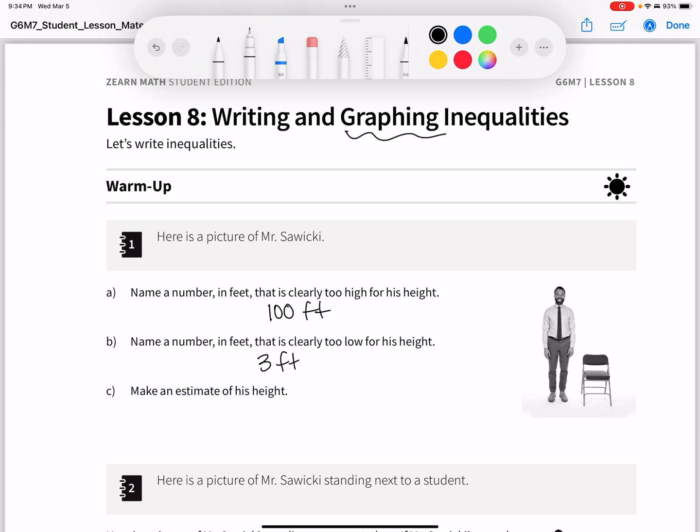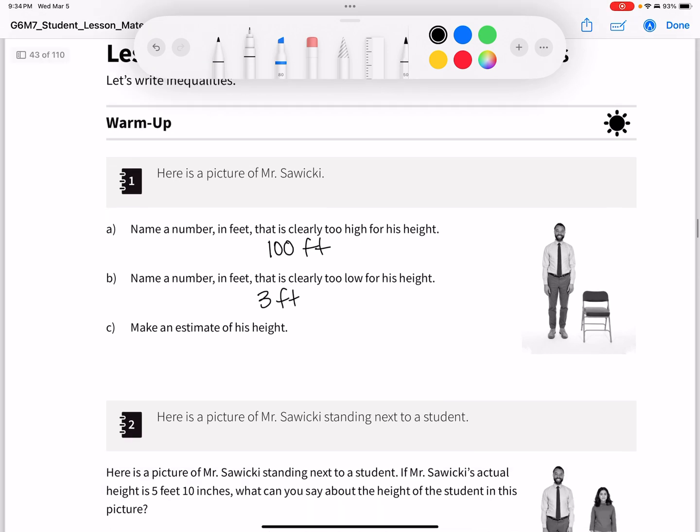Make an estimate of his height. Well, I know that most men are about 6 feet. So I'm going to say he's probably 6 feet. Okay. And if that's the case, then halfway would be 3 feet, and that would make the chair probably 2.5 feet. So yeah, I would say that's probably close.